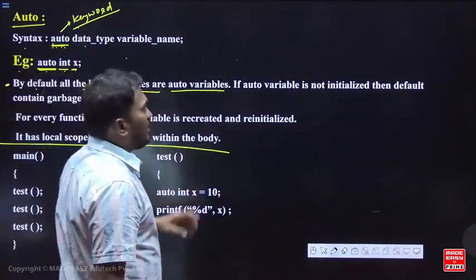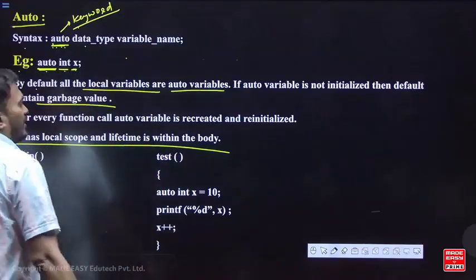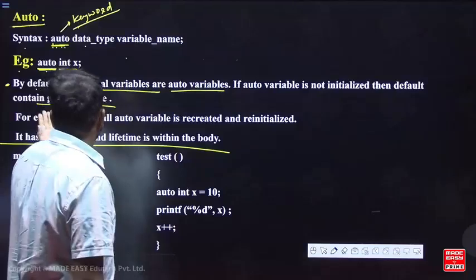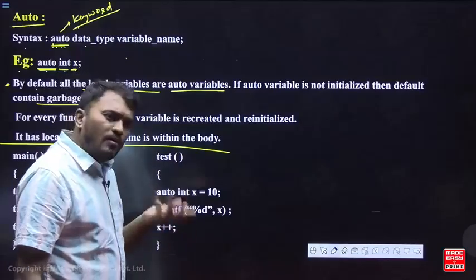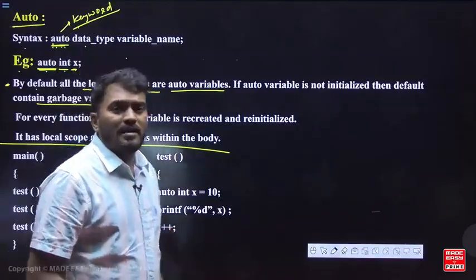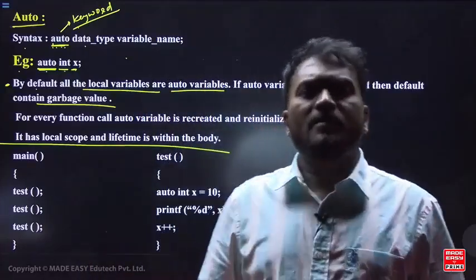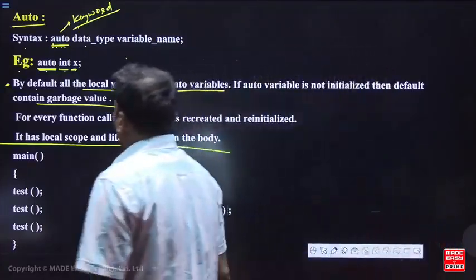If an auto variable is not initialized, what does it contain by default? Garbage value. You know that already. Just like a local variable only. If a local variable is not initialized, by default it contains garbage value. Yes or no? Right. Next.